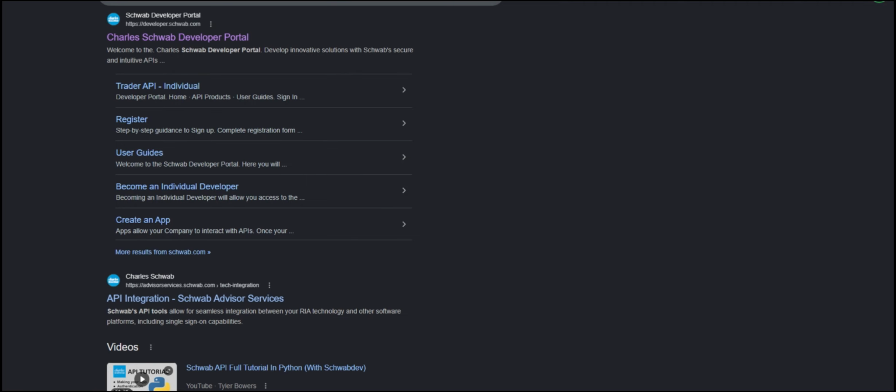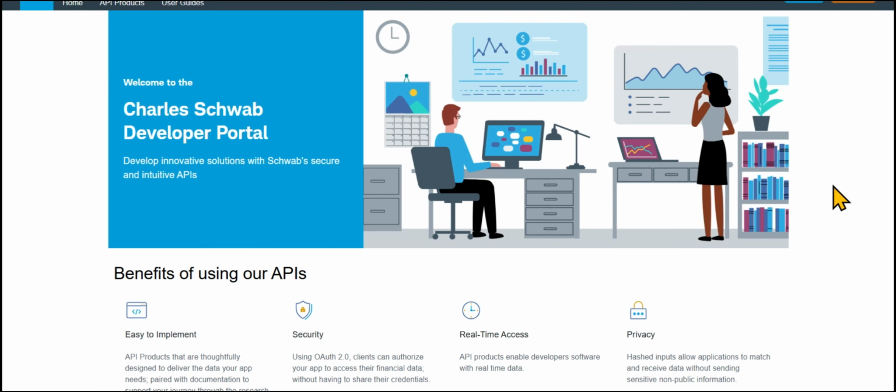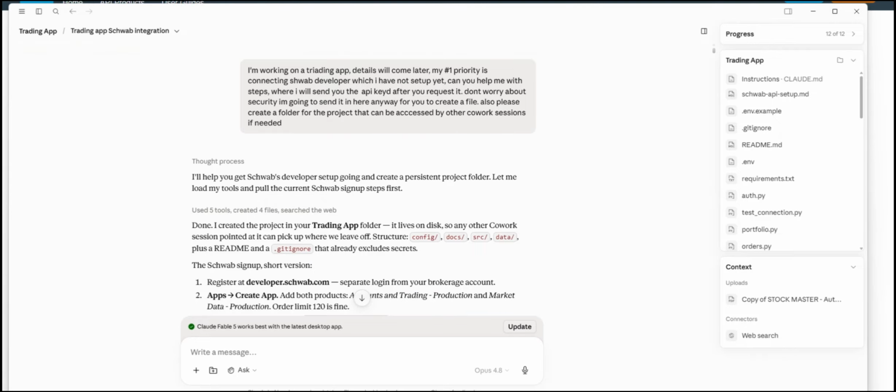Researching this online, I saw that other people were using an API from Schwab to connect to their trading platform. So I went to the developer portal and requested an API key. It took about a week for it to get approved, and once I got it approved, I went into Claude. So just to level set, I have zero coding experience.